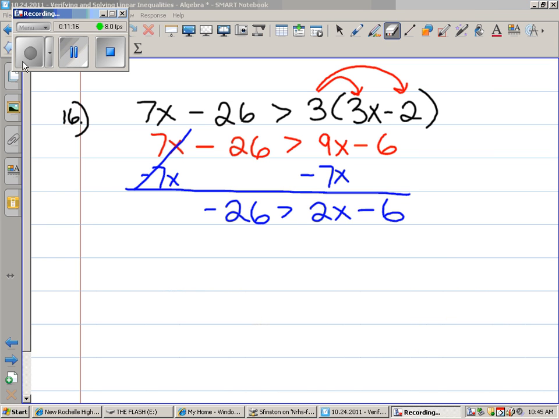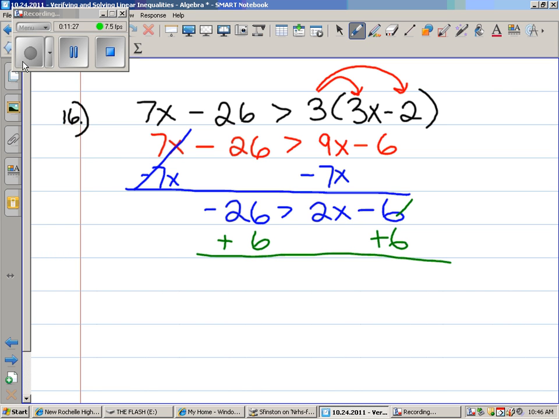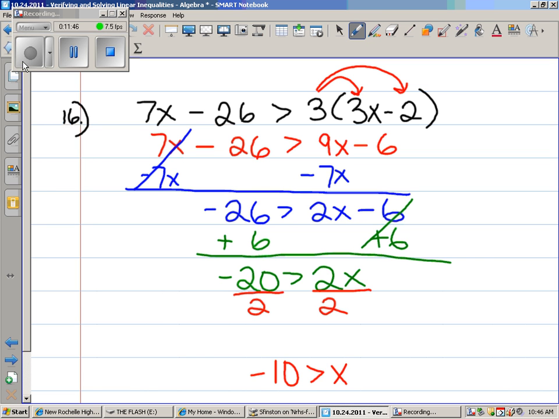That was really great. Okay, now let's do this. What do we do next? You know what negative 26 plus 6 is? Negative 20. And now what do you do? What do we have to do to get x by itself? Divide by 2. Are we flipping the symbol? No, because we're dividing by a positive number. So the answer is just that.